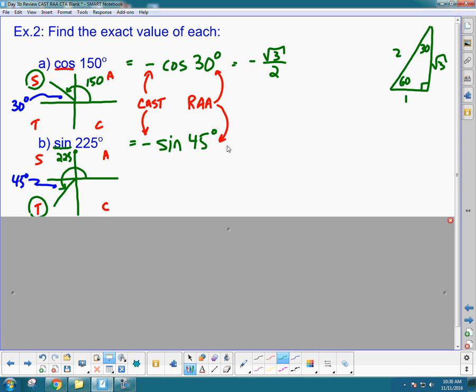So now I go to my special triangle. Well, it's not the one that I have drawn already. So it's this guy, where this is 45, this is 45.